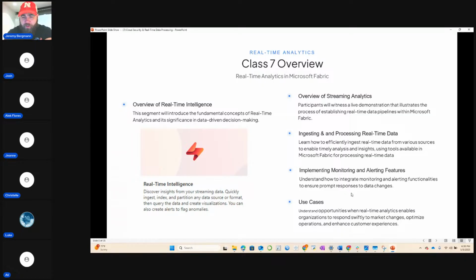And then we'll see specific use cases where real-time analytics enables organizations to respond swiftly to market changes. So there are sometimes reasons why it's valid that an organization needs to respond to things in real time. That happens. But the point that I was making is that oftentimes it's very costly and difficult to engineer, maybe almost impossible to engineer without the right tools. And the cloud gives you some of those tools to be able to do it much more effectively.